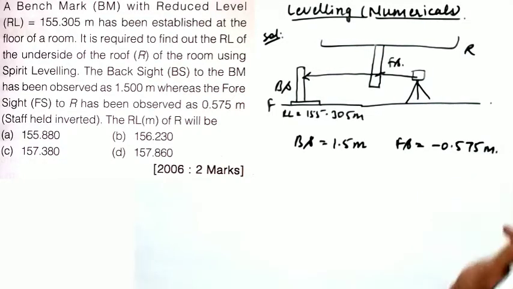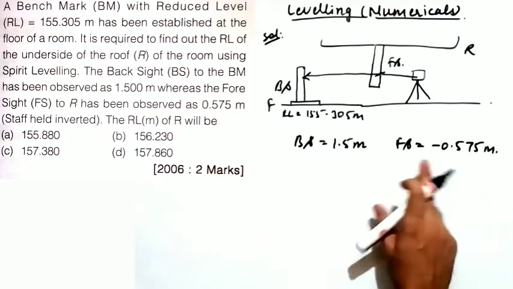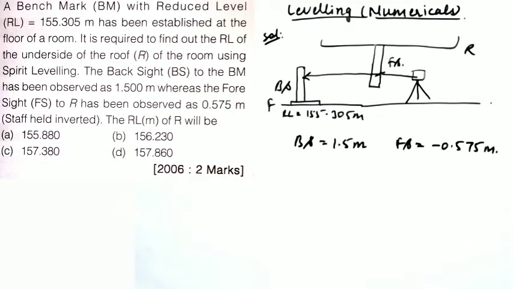it as. If you want to solve this question by making a table using the rise and fall method or the height of collimation method, you will have to mention this reading as minus 0.575, and you will have to continue in the manner that you actually do by taking it as positive. आप जिस तरीके से इसको positive मान के solve करते थे पूरे question को, उसी तरीके से you will have to use it in a negative fashion.